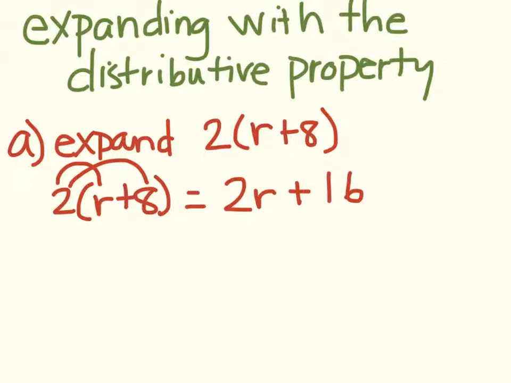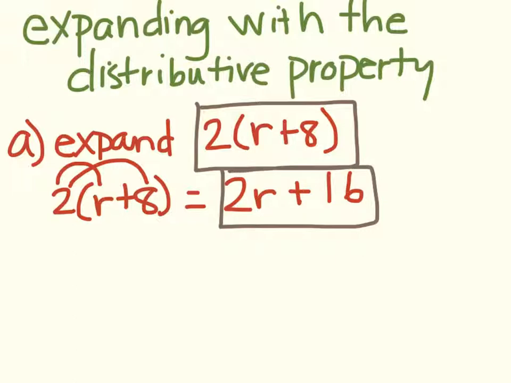Okay? So if you wanted to understand the lingo perfectly, this is the simplified form, 2 times (r plus 8). 2r plus 16 is the expanded form. These are equivalent expressions, meaning they're equal to the exact same amount, but they're in different forms. It's kind of like switching back and forth between an improper fraction and a mixed number. They equal the same thing, right? You're just writing them in different ways.